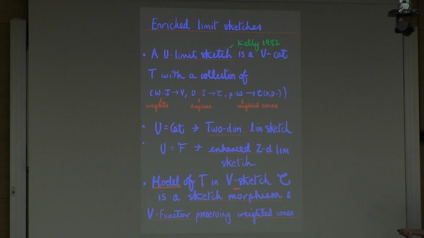And let me just say one more thing. So a model of a sketch, well, often people would look at a model in a category with some limits. There's no reason to do that. You can look at a model in another sketch. You can just say it's a sketch morphism. So that means just a functor which takes the weighted cones to the weighted cones, right? So there's good reasons to do that, actually.